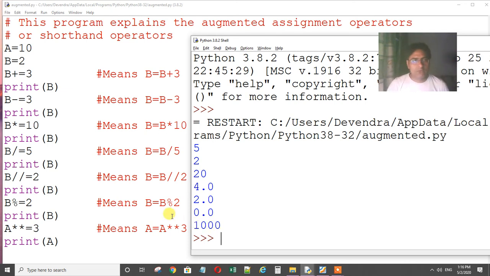So that's all about augmented assignment operators or shorthand operators in Python.